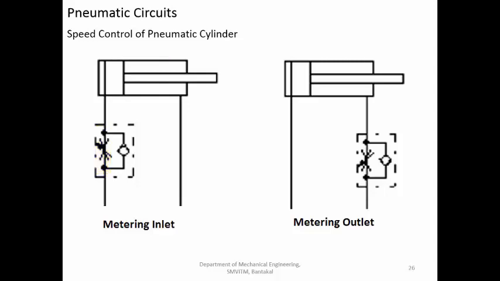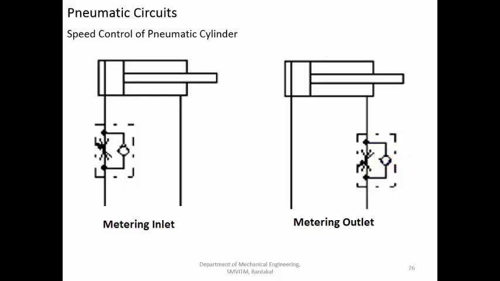In case of exhaust air throttling, the air from the compressor directly enters the piston side, and whatever air is leaving the cylinder is controlled by using a flow control valve. Here also there will be a check valve connected in parallel to the flow control valve, to ensure that when the piston has to retract, as the air enters on the rod end side of the cylinder, it does not have to pass through the flow control valve, but can simply bypass it and flow into the cylinder so that the piston can retract at the regular speed.